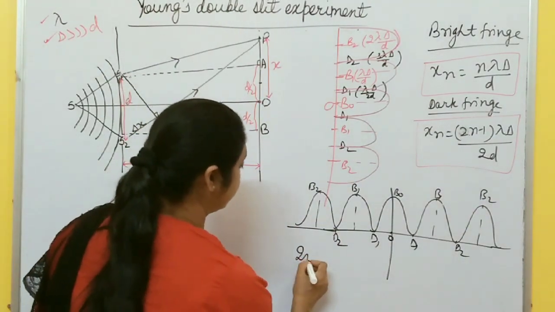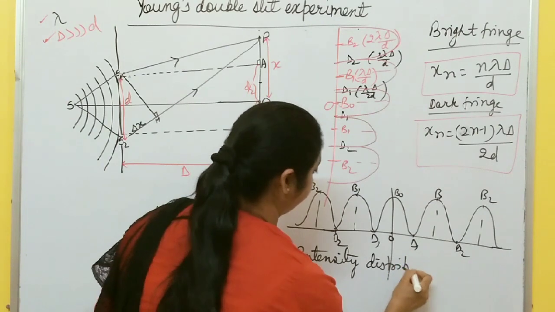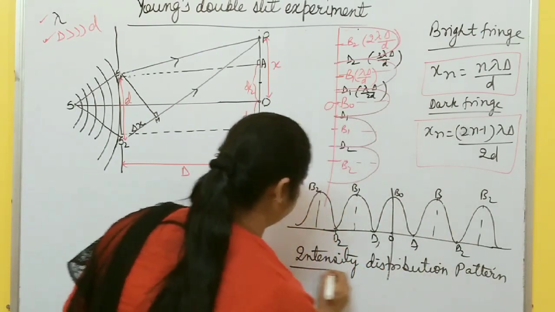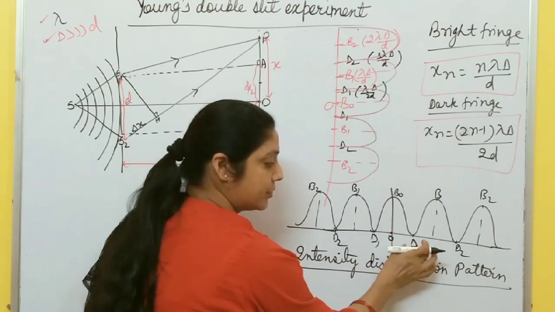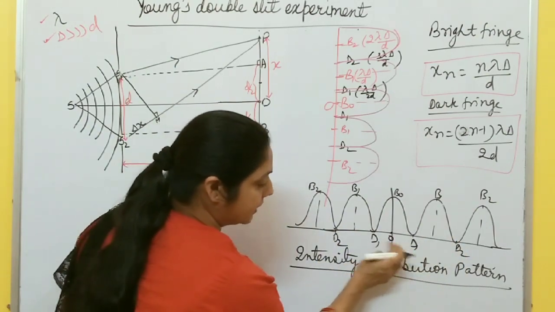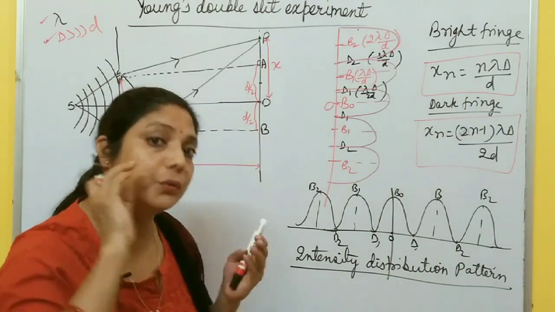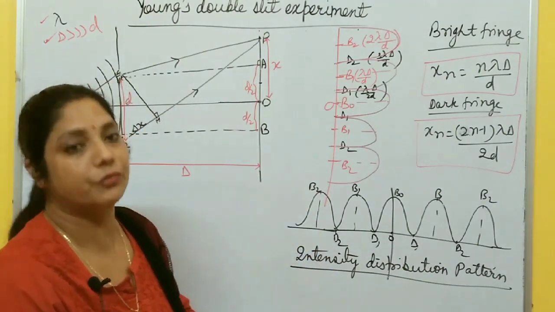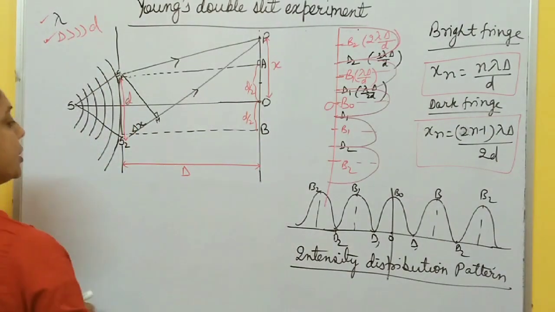This is the intensity distribution pattern for interference. Here you observe that between two bright fringes one dark fringe is formed, and all the bright fringes are of equal spacing, and all the dark fringes are also of equal spacing. The distance between two consecutive bright fringes or two consecutive dark fringes is called fringe width. So the next topic in this experiment is, what do you mean by fringe width, right?